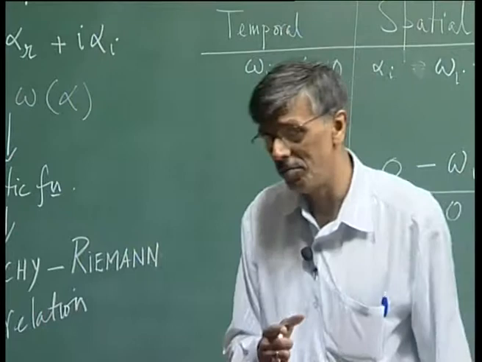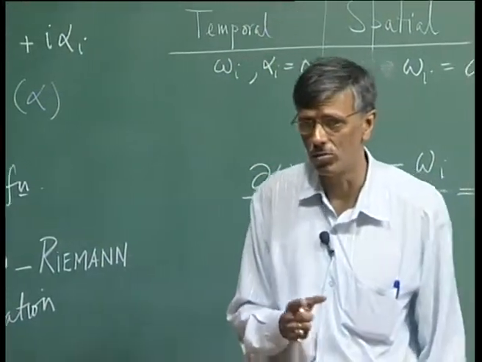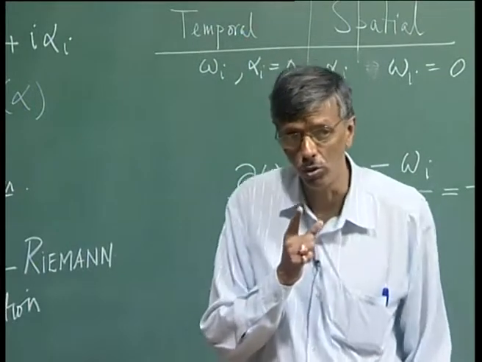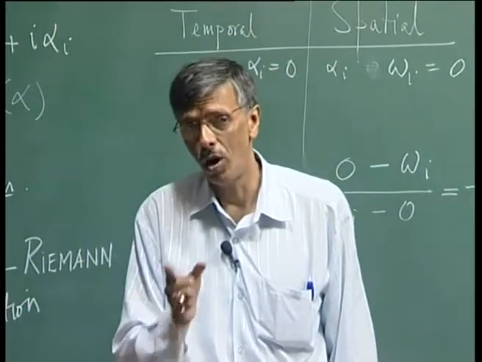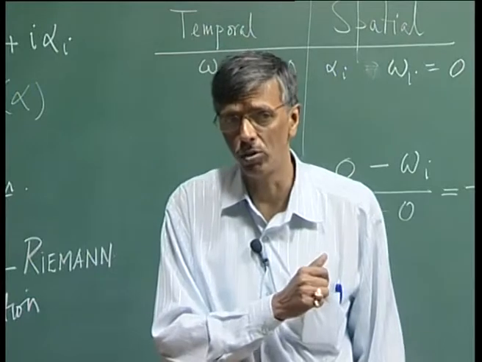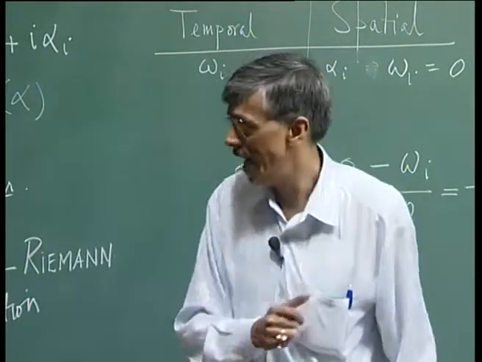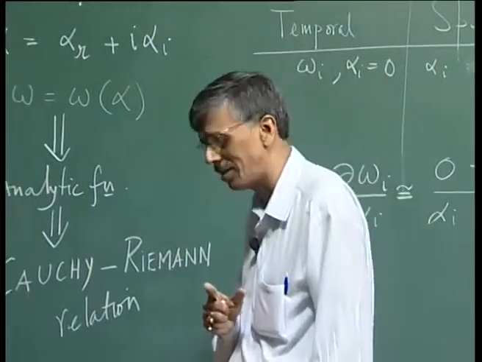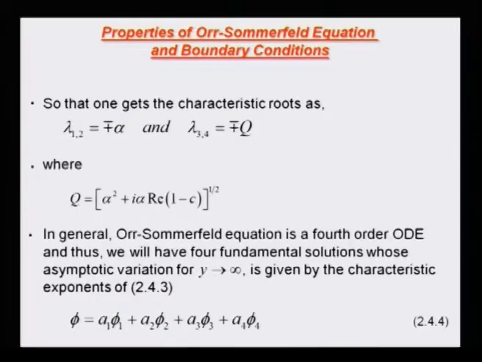So, we are alive to the situation, we are aware that we could have disturbances which go downstream, or we can have disturbances which can go upstream. At this point in time, let us focus our attention only on downstream propagating disturbances, and also the case where alpha r is positive. If that is so, then what happens to this part, A2 phi 2, as y goes to infinity is that it is going to blow up, right.